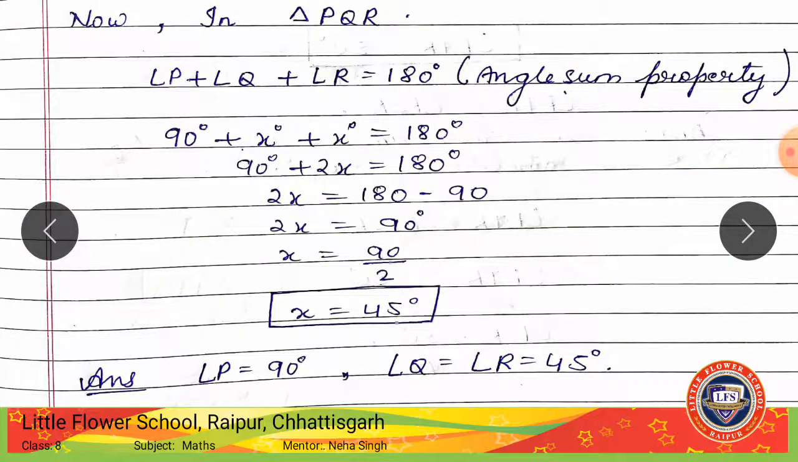So now we will apply the angle sum property. One angle is 90 degree, two angles are x degree. So 90 plus 2x is 180, right? 2x will be 180 minus 90, so 2x is 90. This 2 is in multiplication, it will go in division. So x is 45 degree. So the value of the angles will be: P, that is the angle in a semicircle, is 90 degree, and Q and R are 45 degree each.